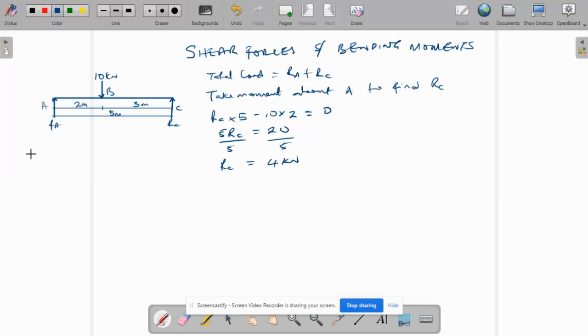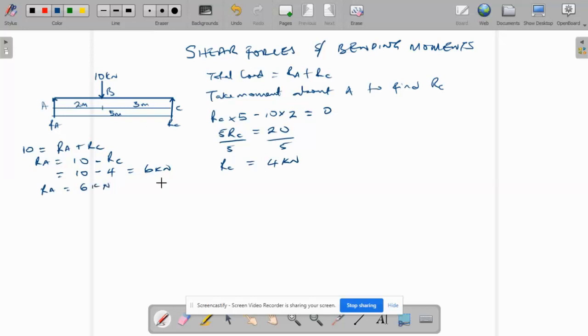But we know that the total load, which is 10, as we said earlier, is equal to reaction A plus reaction C. So our reaction A will be equal to 10 minus reaction C, which is 4. So this will be equal to 6 kilonewton. So our reaction A is equal to 6 kilonewton.